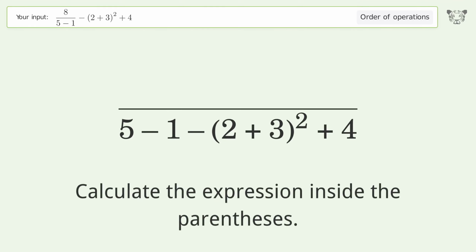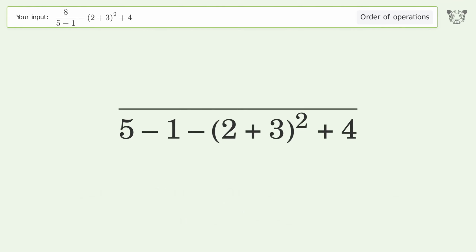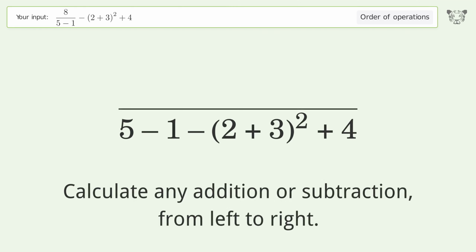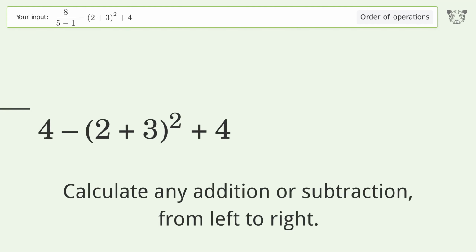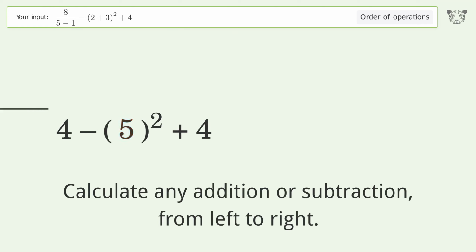Calculate the expression inside the parentheses. Calculate any addition or subtraction, from left to right. 5 minus 1 equals 4. 2 plus 3 equals 5.